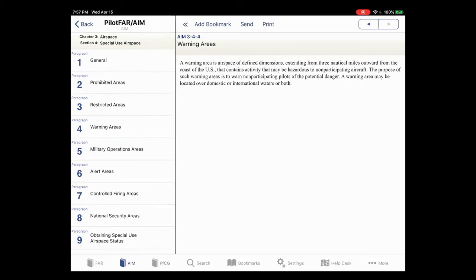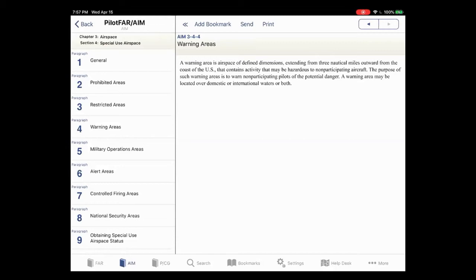However, depending on the choice that you make as far as routing goes with types of flying in Florida, you could find that even flying from one side of Florida to the other could put you this far off the coast and therefore possibly inside of a warning area. As we already discussed, the activity is certainly hazardous to non-participating airplanes, including obviously fast-moving missiles, possibly supersonic activity. So the purpose of a warning area is to warn that non-participating airplane of that potential danger. Here's the key. A warning area may be located over domestic or international waters or both.